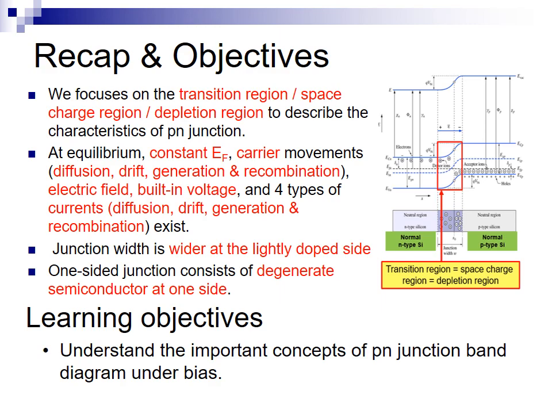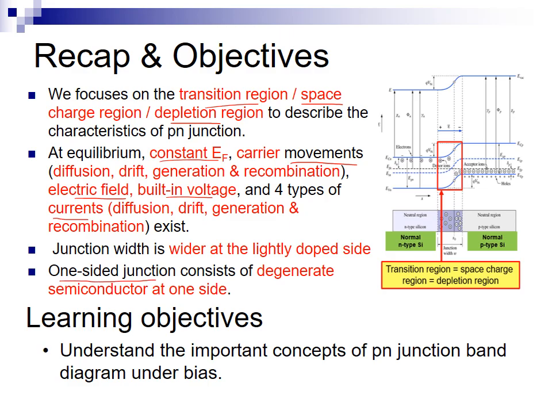In the previous video, we have learned the basic of PN junction Venn diagram at equilibrium. We have been introduced to the concept of transition region or space charge region or depletion region to describe the characteristics of PN junction. We have discussed on the Venn diagram characteristics that covers the consistency of Fermi level throughout the system, the carrier movements, the electric field and built-in voltage, and also the resulting four types of currents. We have also touched on the one-sided junction.